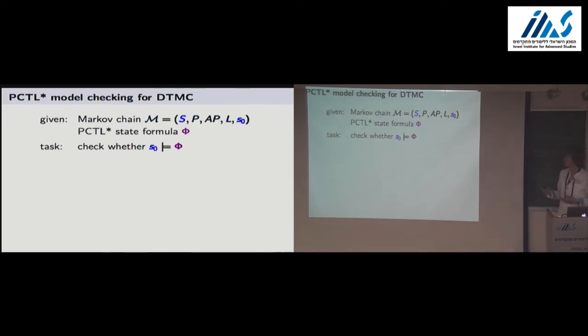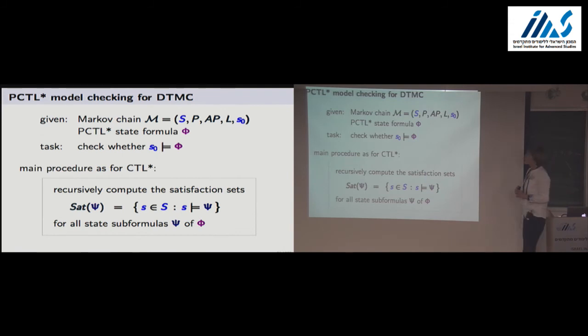For the model checking problem, we are given a Markov chain and a PCTL star state formula, and just for simplicity, suppose we have a unique initial state. Then the task might be to check whether this unique initial state satisfies phi. In case you are familiar with CTL or CTL star model checking, the general idea is the same: we go back to this recursive definition of the satisfaction relation, and more or less we just apply this definition algorithmically.